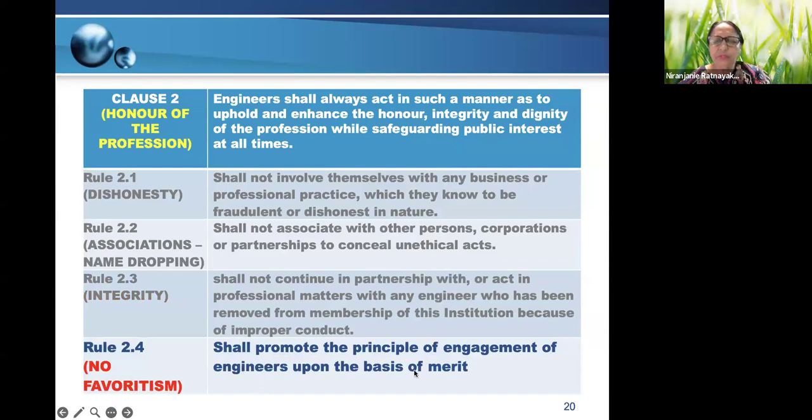Fourth one is shall promote the principle of engagement of engineers upon the basis of merit. So there should not be favoritism, nepotism, and all those things should not be there in decision making. It has to be purely on merit, right? Meritocracy.